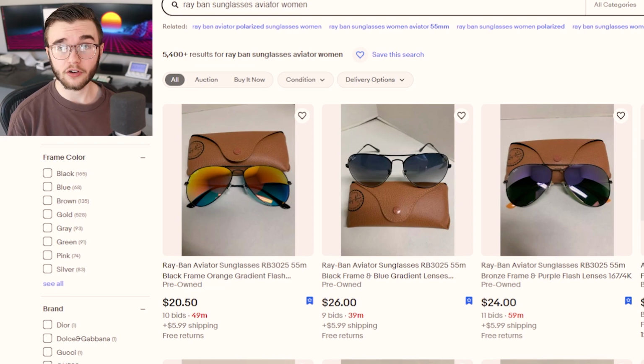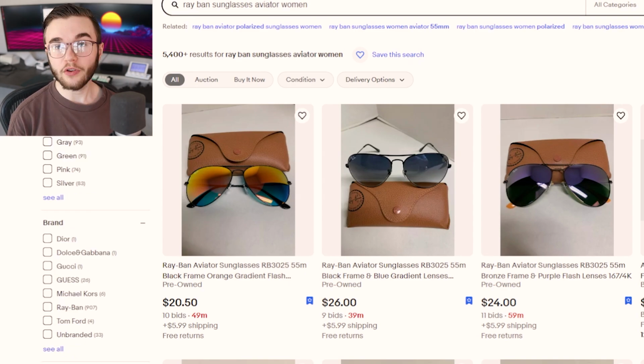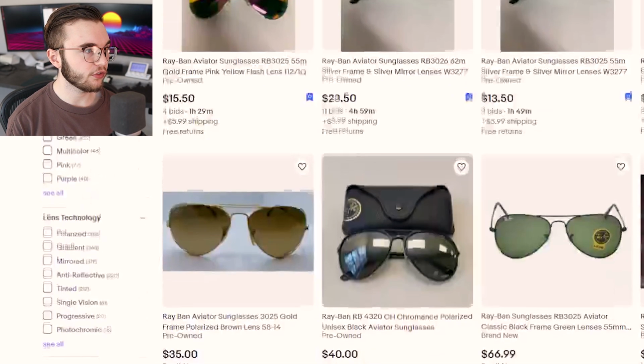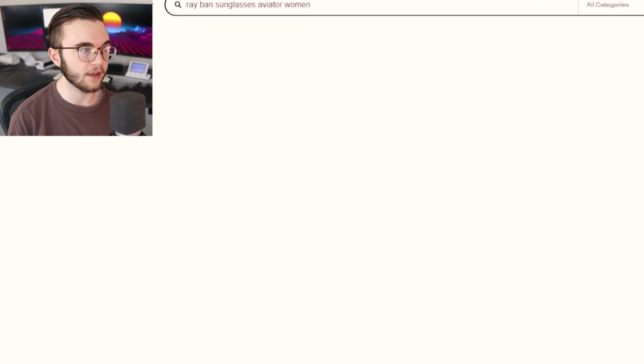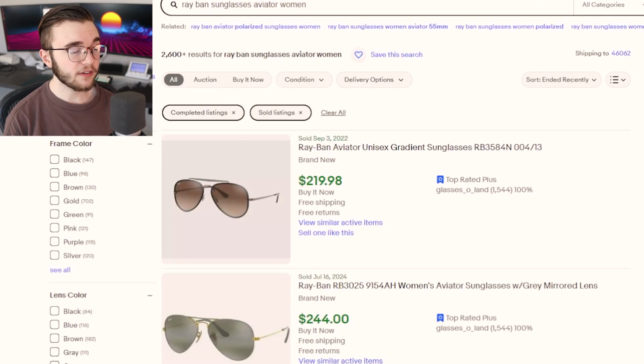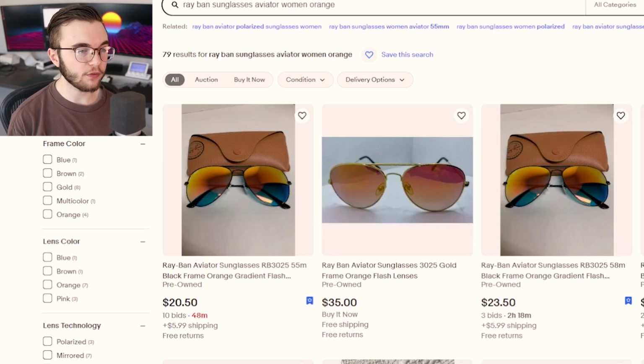But here's where you have to be careful, because what if we factor in, they're women's aviator sunglasses? Well, women's aviator sunglasses are actually significantly less popular than men's. So as you can see, we have 5,400 results, and sold-wise, we only have 2,600. That's like a 50% sell-through rate. What's going on there?